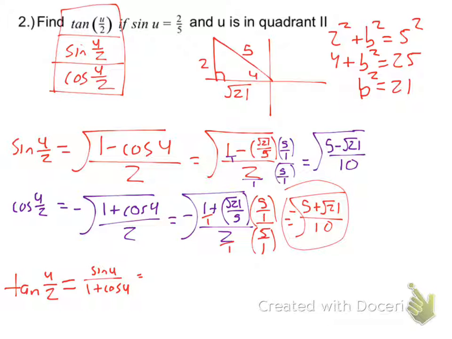Wait a minute. Do you know sine u? Yeah, you do. What is it? 2 over 5. It was a given in the problem. 1 plus, what's the cosine?